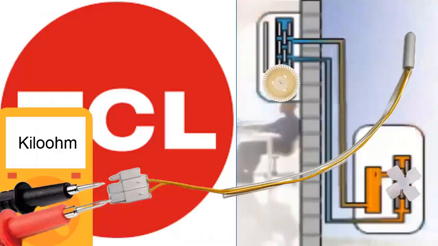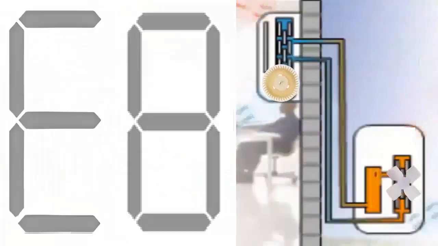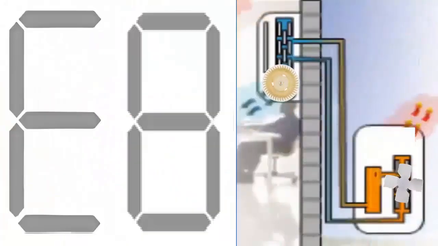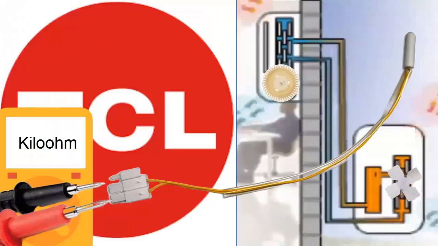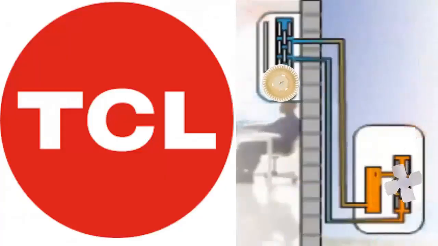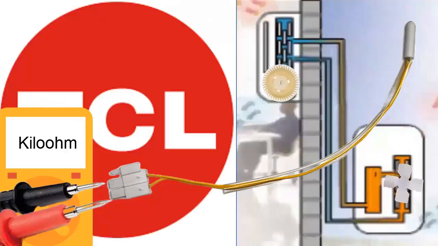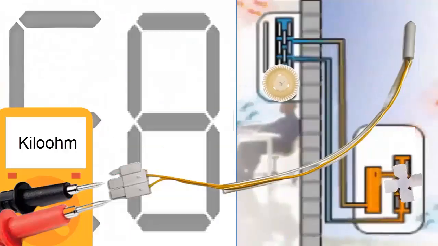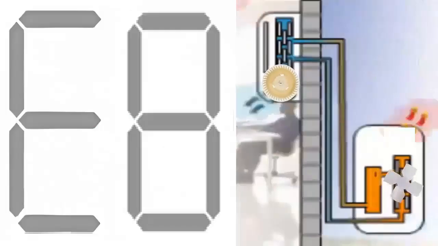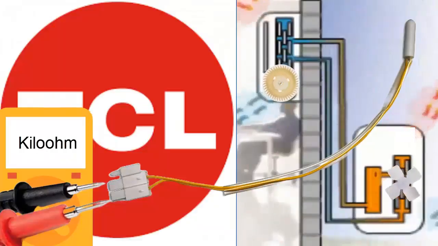5. With the unit turned off, disconnect the temperature sensor from the electronic board of the outdoor unit to measure its resistance. For this, use a multimeter. 6. Set the multimeter to the kiloohm scale and place the multimeter leads on the connection pins of the temperature sensor to measure its resistance. The reading on the multimeter should never be 0 or infinite. If it is, replace the temperature sensor.